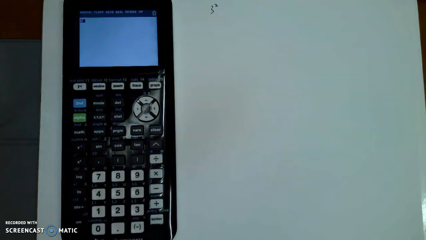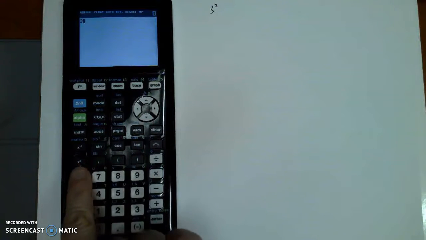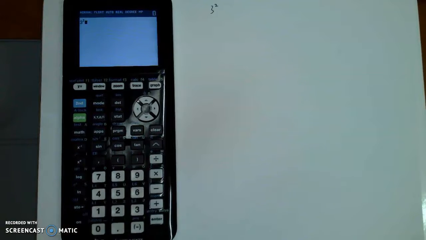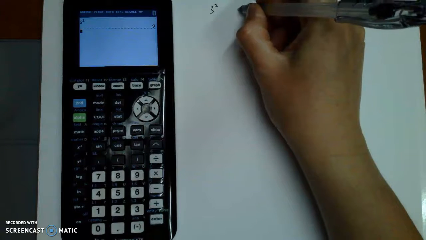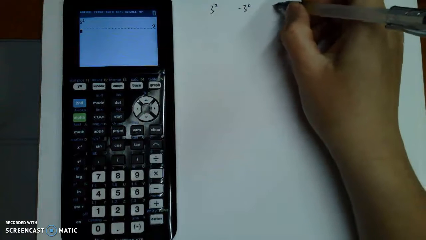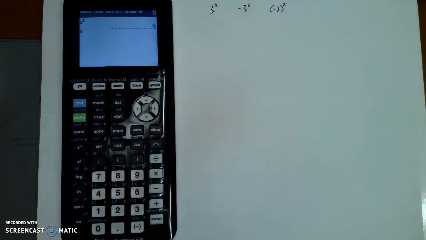So if I just type in 3 and then the way to square is over here where it says x squared, my calculator is going to square it. Now, these two, as we know mathematically, are different, and similarly my calculator is going to interpret them differently.